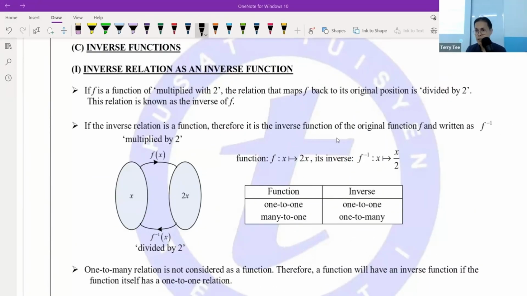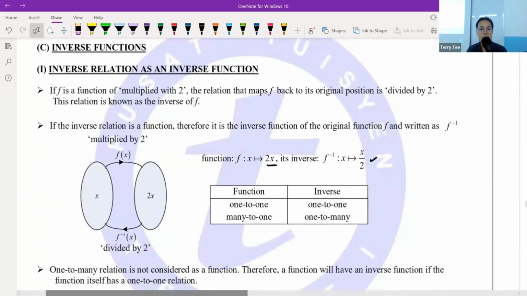Inverse function is like the opposite operation. For example, f(x) can be 2x. 2x means times 2. The inverse will be x over 2. One thing you need to know is that when you inverse a function, if the original relation is 1 to 1, when you inverse it, it also becomes 1 to 1. But for many to 1, when you inverse it, it becomes 1 to many.